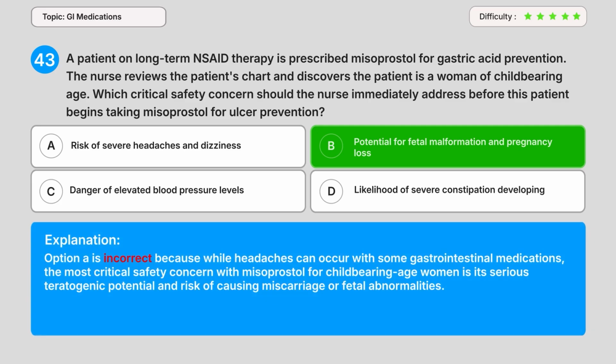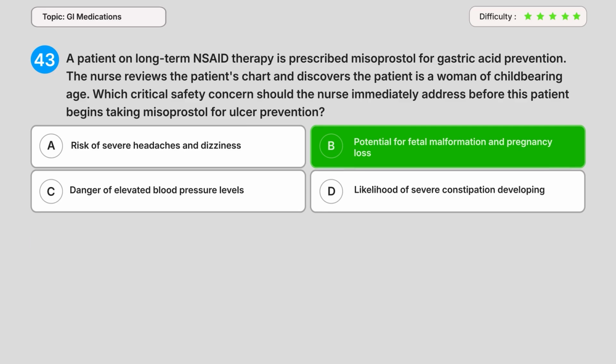Option A is incorrect because while headaches can occur with some gastrointestinal medications, the most critical safety concern with misoprostol for childbearing age women is its serious teratogenic potential and risk of causing miscarriage or fetal abnormalities.